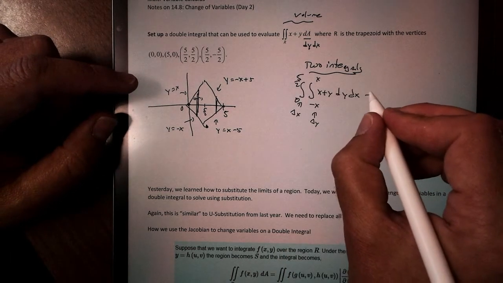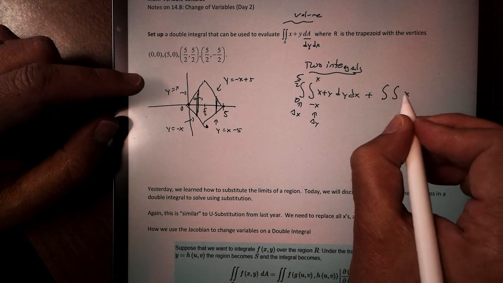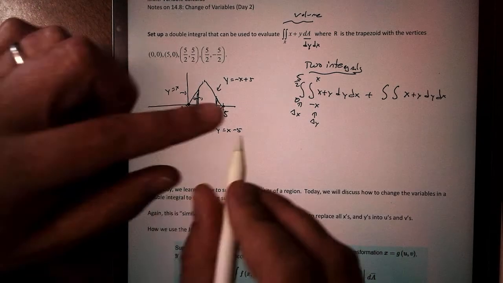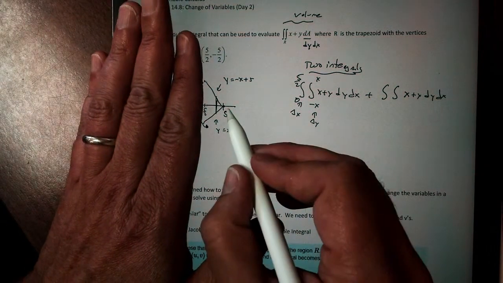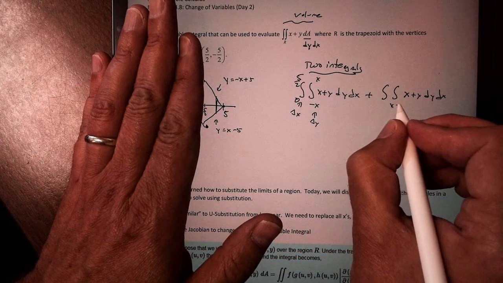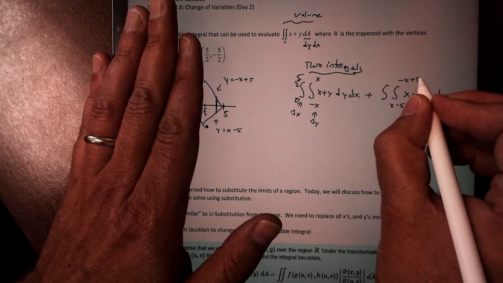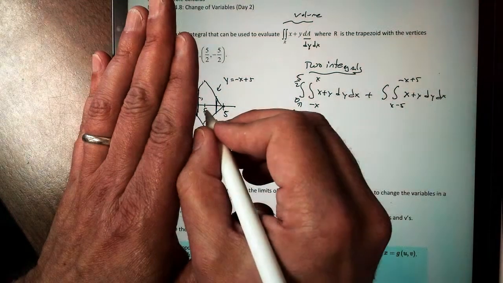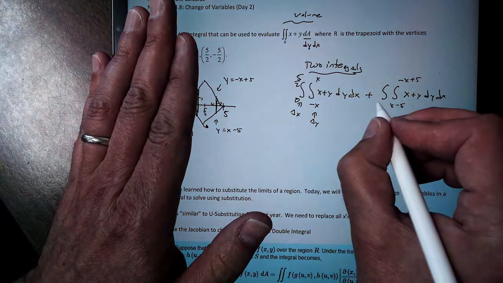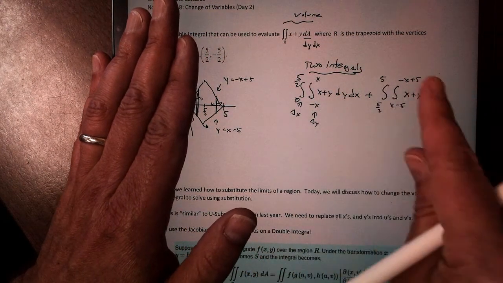Now we're going to add that to our other double integral. It's still going to be x plus y dy dx. But now in our second integral, my change in y's starts at the bottom, x minus 5, and goes all the way to the top, negative x plus 5. And now my x value, going from right to left here, starts at 5/2 and goes all the way to 5.